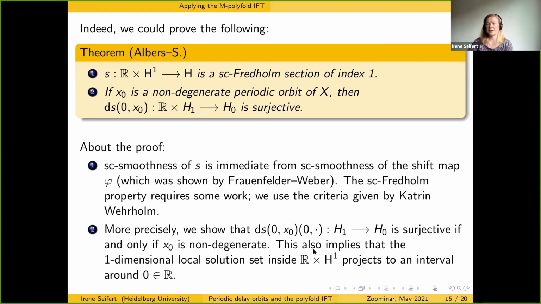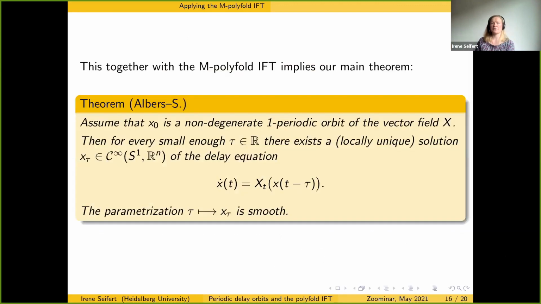And this then also directly implies that the one-dimensional local solution set, which we are interested in, really projects to an interval around 0. So this, together with the polyfold implicit function theorem, implies the main theorem. Not only the existence, which we could get by classical means, but also the smoothness of the parametrization.